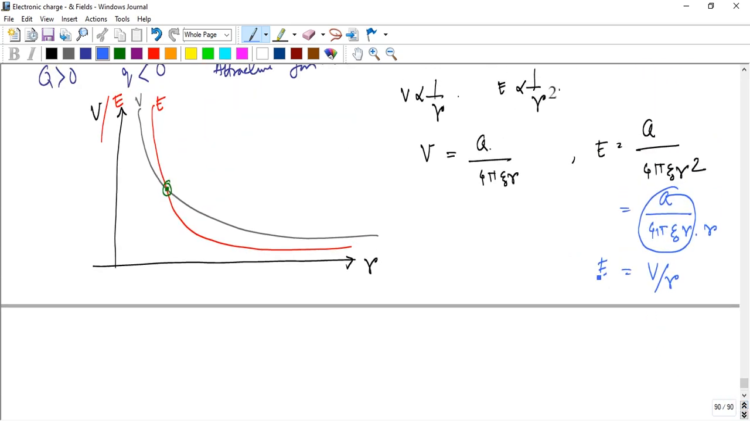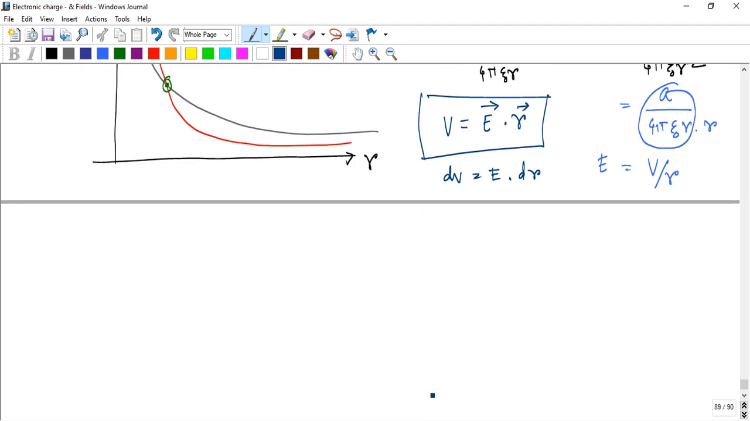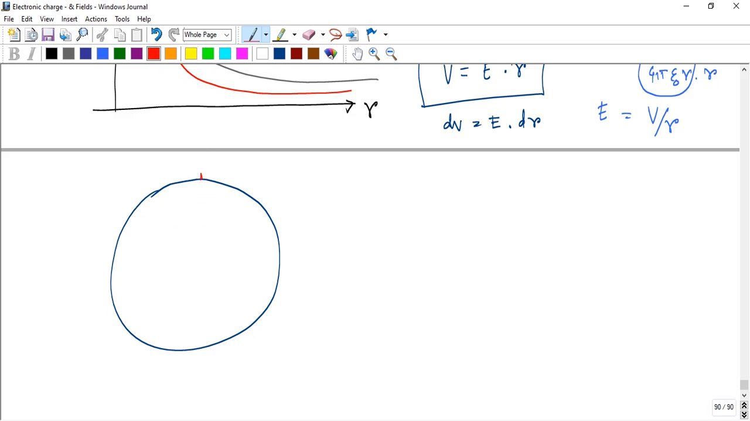You know that the electric field is a vector field and R is the displacement vector. So in vector notation, V, a scalar quantity, the potential, equals the electric field, a vector, dot R, the dot product. So dV equals E dot dr. Suppose you consider a sphere, and a charge is placed on its surface.